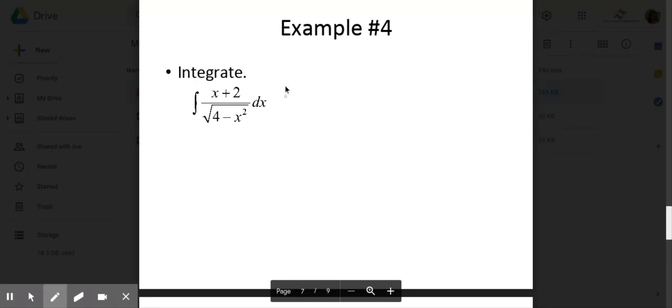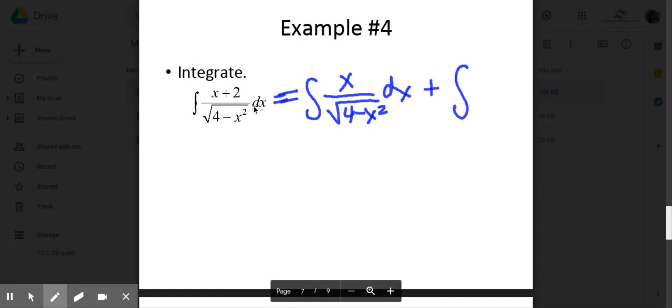All right. So we're going to break it up into pieces. All right, so I'm going to break this up into x over the square root of 4 minus x squared dx plus another one and have it be 2 over the square root of 4 minus x squared.